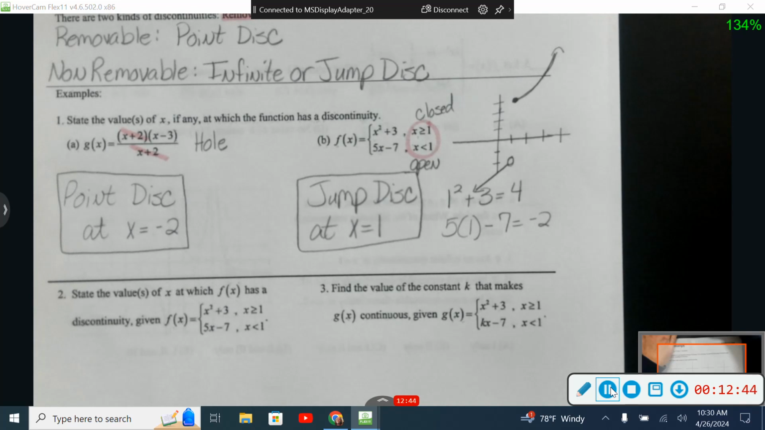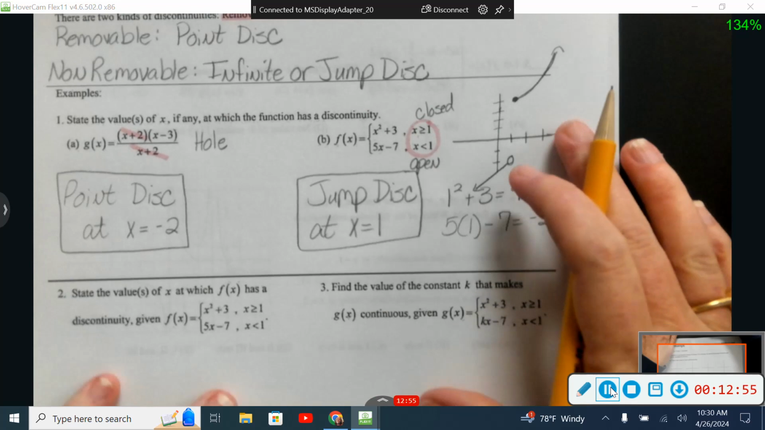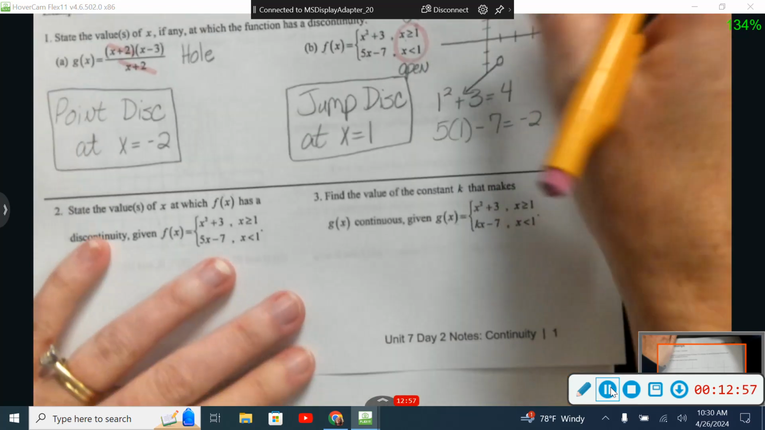Sometimes you'll need to draw a picture. Sometimes you can just look at them and see that that's where the discontinuity is happening. Any questions on part B? Okay, let's jump down to number 3. I'm going to skip over number 2 and go to number 3.